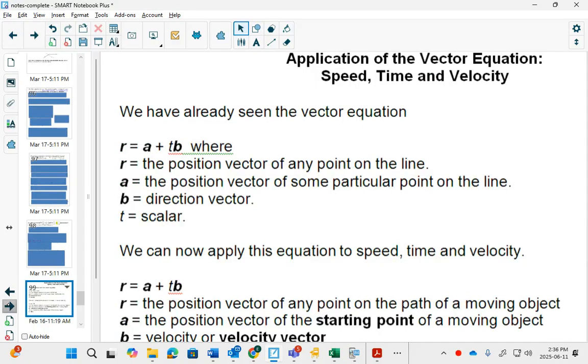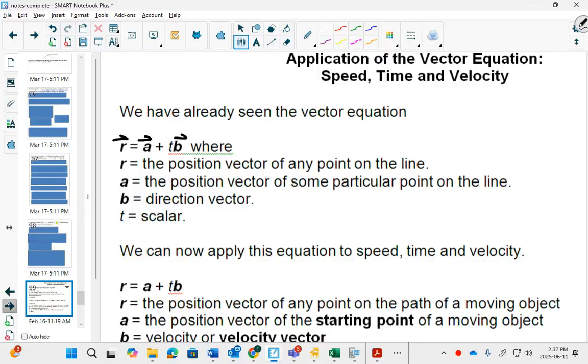And so now we can take these three-dimensional vectors, two-dimensional vectors, and apply them to real-life speed, time, and velocity questions. Okay? So here's our vector equation of our line, where r is a vector, a is a vector, and b is a vector. R is a position vector, so we have some sort of position for an airplane, a boat, a car. We have a specific place that it's at, and we have the direction that plane or boat or car is going.